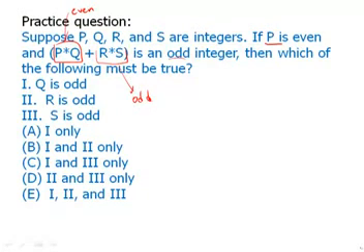When we know both R and S are integers, the only way we're going to multiply 2 integers and get an odd number is if each one is odd. So we know for a fact R is odd and S is odd. We can draw no conclusion about Q because since P is even, it doesn't really matter what Q is. P times Q is going to be an even number automatically simply because P is even. It doesn't matter whether Q is even or odd. We can draw no conclusion about it. So the only ones that must be true are 2 and 3, and the answer is D.